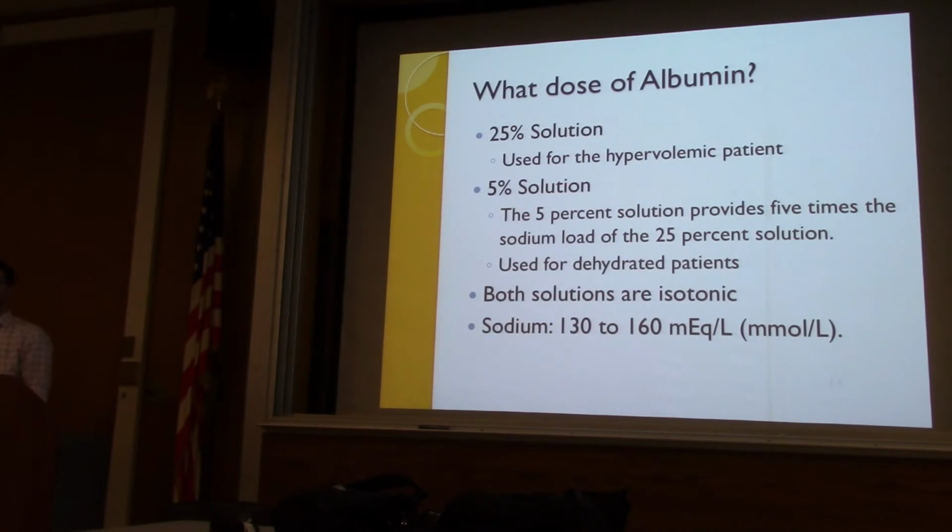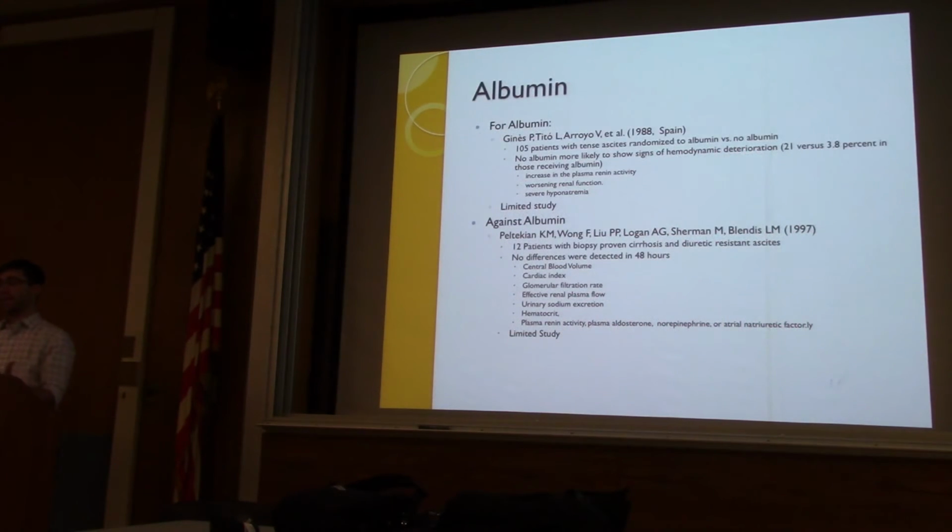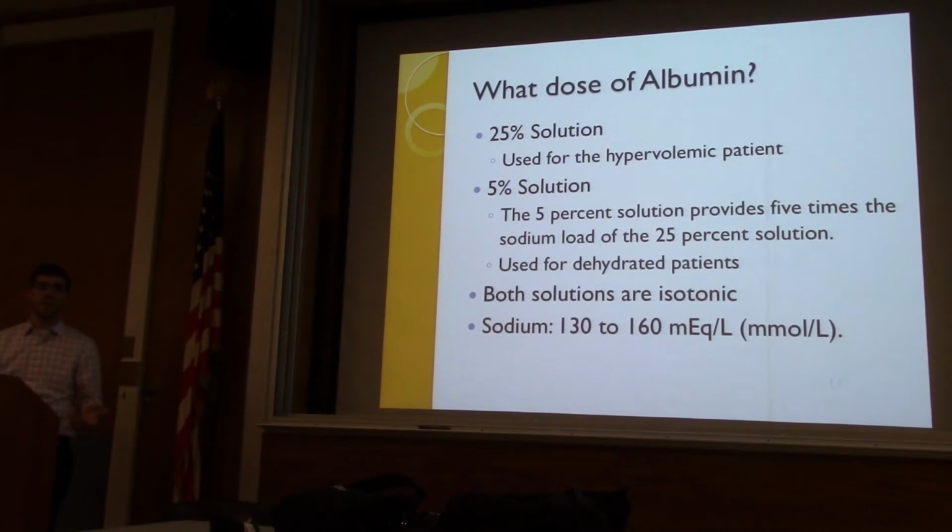But the limitation of the first study was that the difference was found in patients who were not diuretic resistant, and in the 12 patients, those patients were all biopsy proven and diuretic resistant. So it was more applicable to the standard ascites with large volume paracentesis, and in those patients there was no hemodynamic instability. So they actually found it to be okay to not use albumin for diuretic resistant patients. So then what dose of albumin do you give?